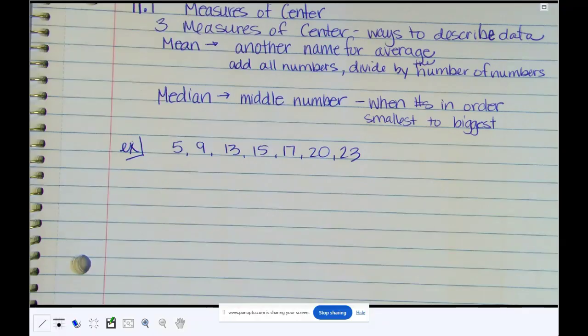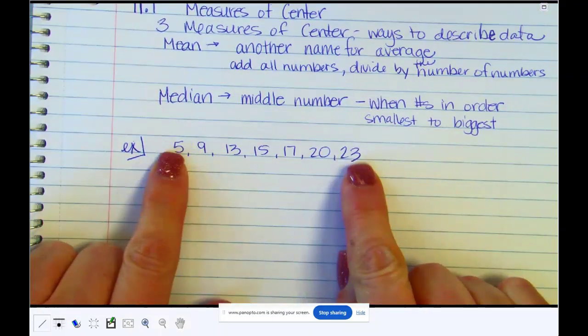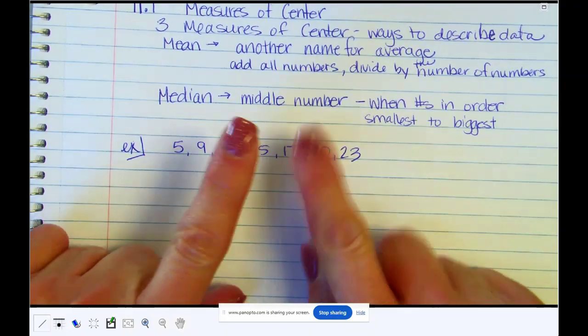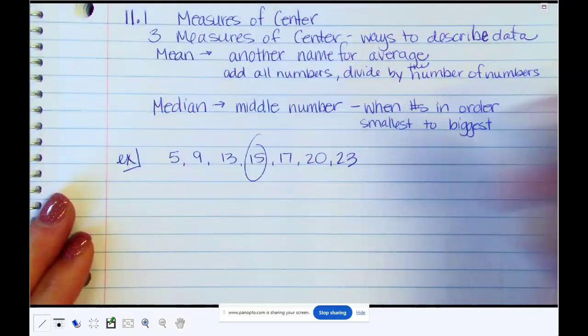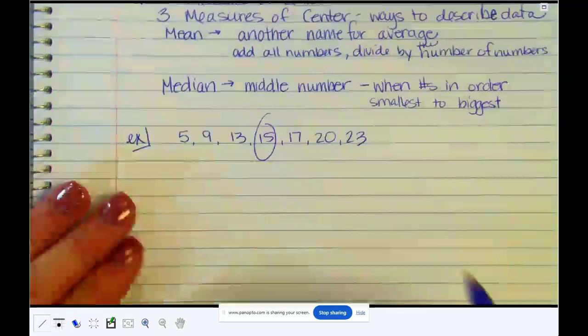Bryson, what'd you get? 15. Do you guys agree? 15 is correct. Okay, because you can walk your fingers in small enough that your fingers meet at 15. So that's your median. Okay, being able to find median is super important.